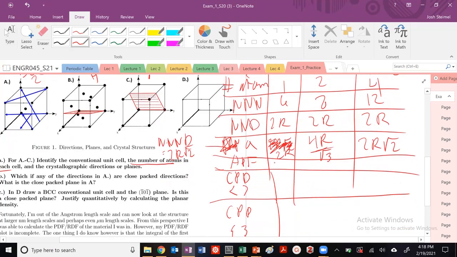Atomic packing factor, this is basically less than 0.74. I believe this is 0.68. I think this is pi over 6, but you can look back to the notes to clarify that. Actually, we can look at that together right now.